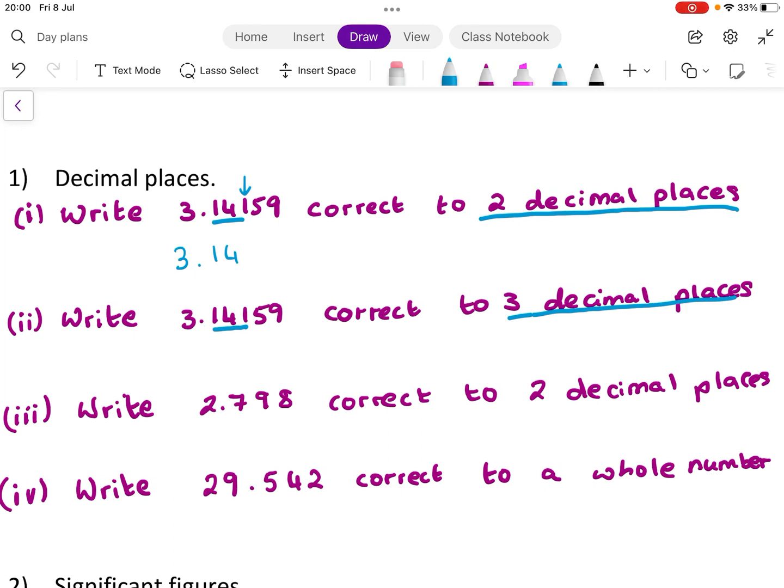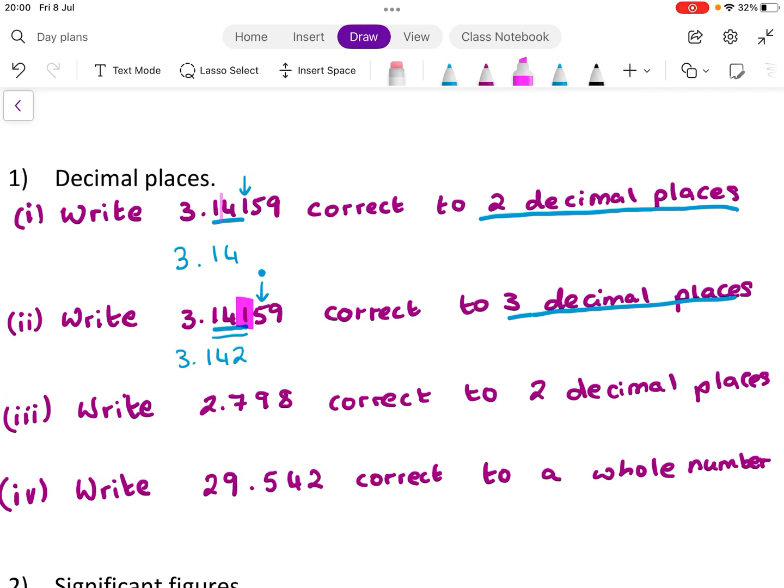However, if the number after the numbers I'm going to keep is 5 or higher, so in this case I'm keeping the 141, the next number is 5. That means that it's closer to 142 than it is to 141. So if that number is 5 or higher, so 5, 6, 7, 8 or 9, then I need to round up, and I'm going to keep that as 3.142. It's only ever the last digit that's affected. So the only one that could possibly be affected here is this number 1. And it is affected because the next number is 5 or higher.